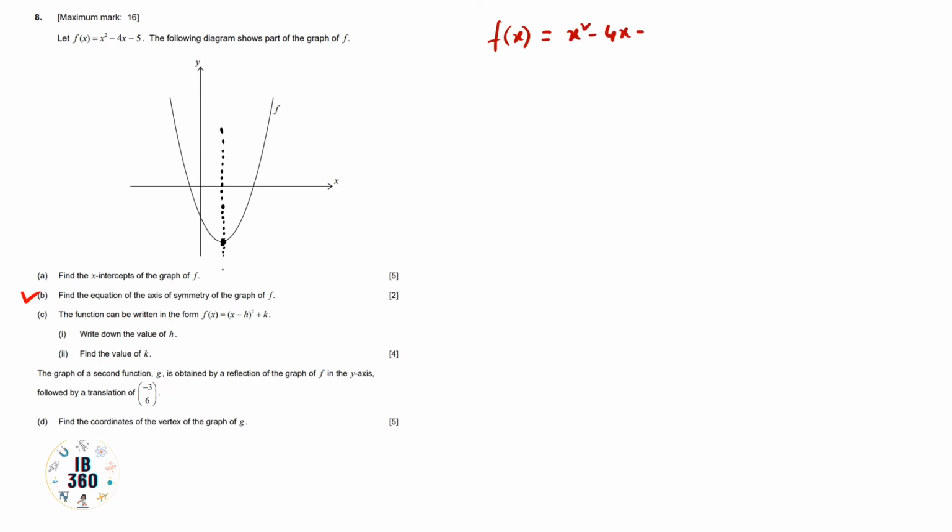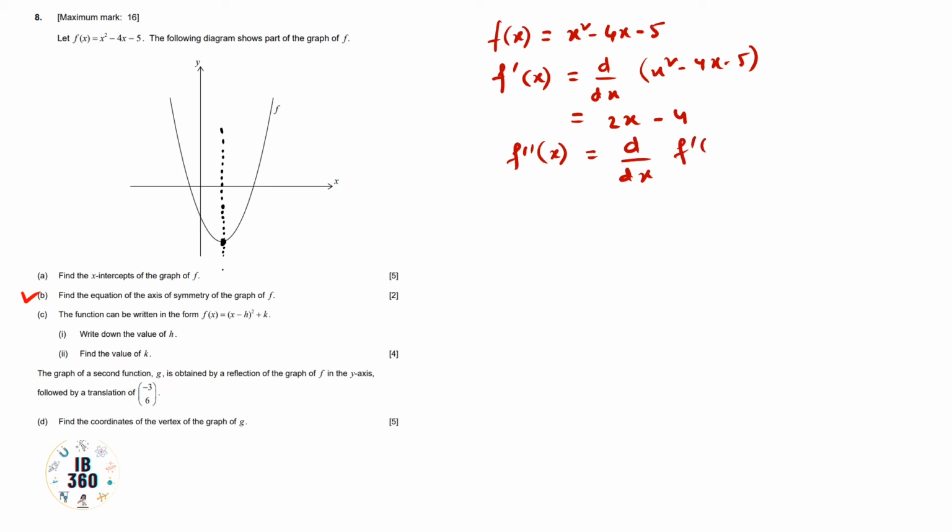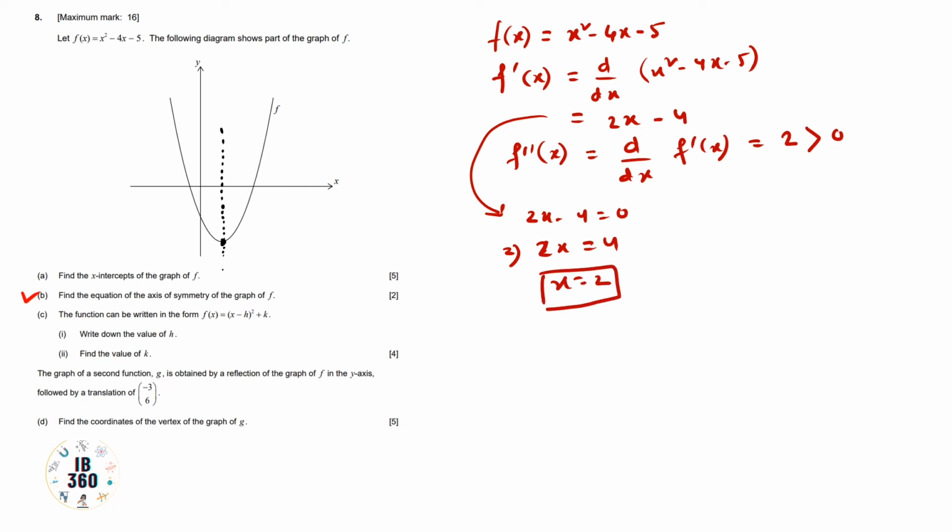So for that, our f(x) equals x squared minus 4x minus 5. So f dash x equals d/dx of x squared minus 4x minus 5. So we are getting 2x minus 4, and f double dash x equals d/dx of f dash x, which equals 2. So it is greater than 0. It means at this particular critical point, 2x minus 4 equals 0. So 2x equals 4, so x equals 2. At x equals 2, f double dash x is 2.